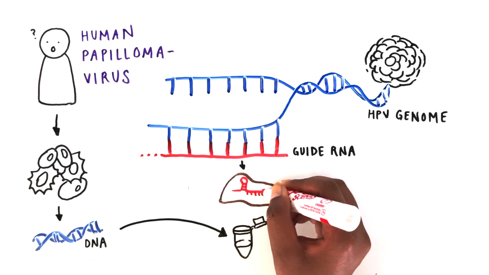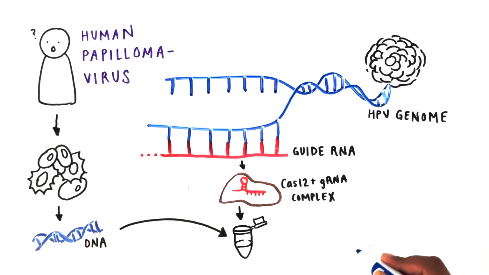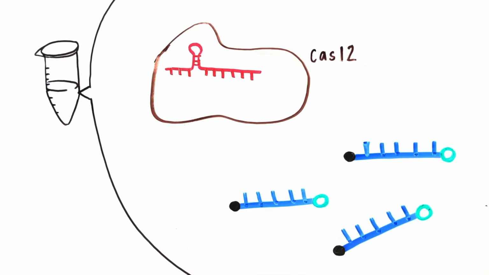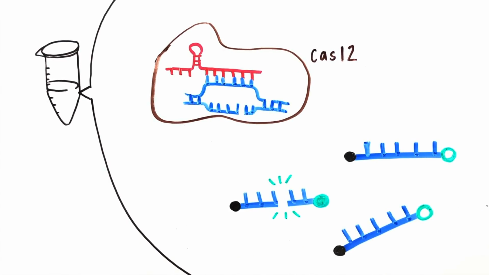First, Cas12 plus guide RNA complex. Second, special strands of DNA that light up when they're cut, like a flare. If Cas12 binds to the HPV genome, transcleavage is activated, and the Cas12 protein begins cutting the special strands of DNA, causing a bright signal. This same approach can potentially be used for other DNA or RNA viruses.